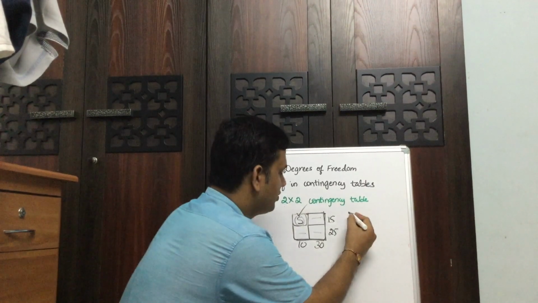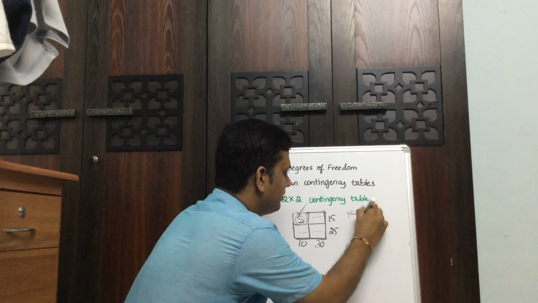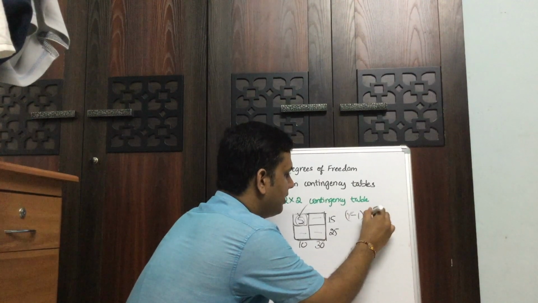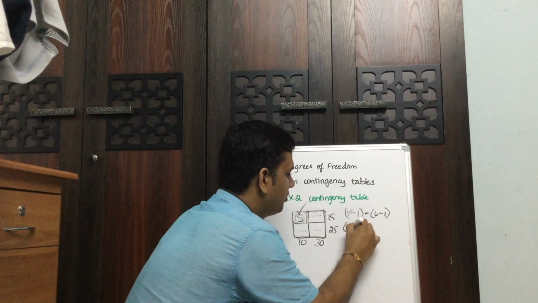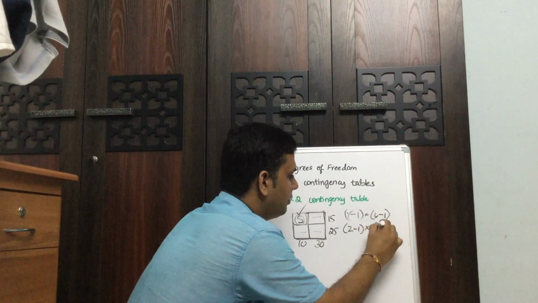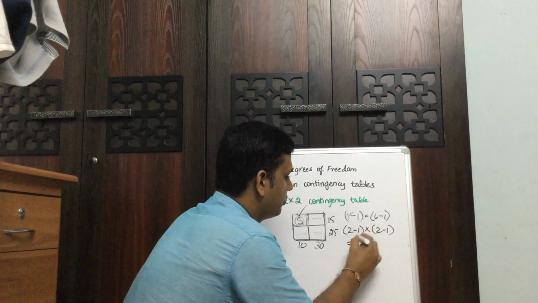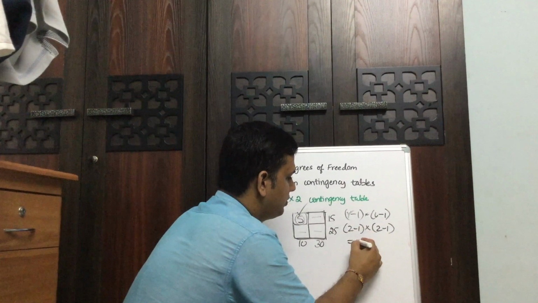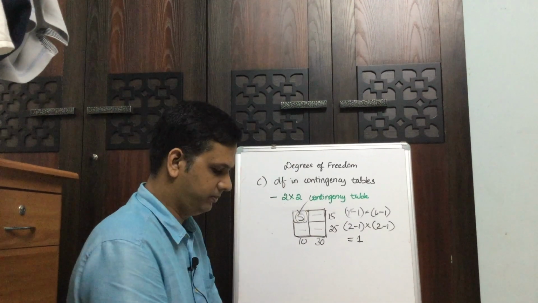So that means in case of a contingency table, it is row minus 1 multiplied by column minus 1. So here 2 minus 1 into 2 minus 1, 2 columns, 2 rows. So this is 1. So degrees of freedom in this case is 1.